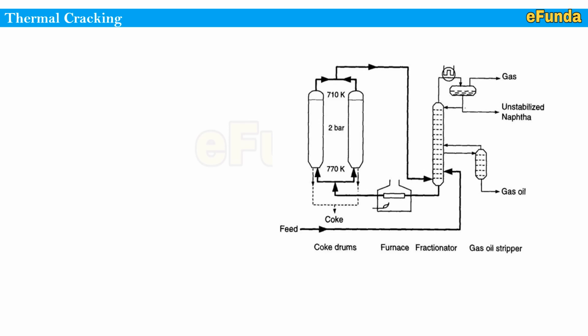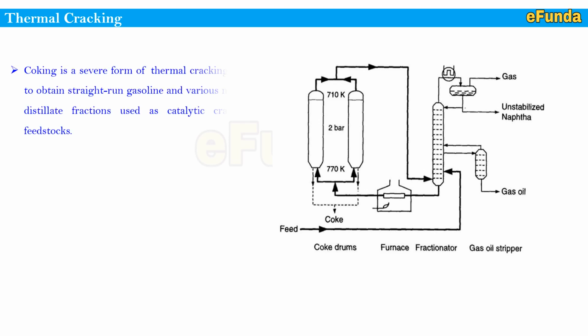Then the products are sent to the separator, where the gas as well as the unstabilized naphtha are separated at the stabilizer, and further the residue is passed to the gas oil stripper, where the gas oil is separated and the remaining part is sent back to the fractionator. This is how the process of coking is done.